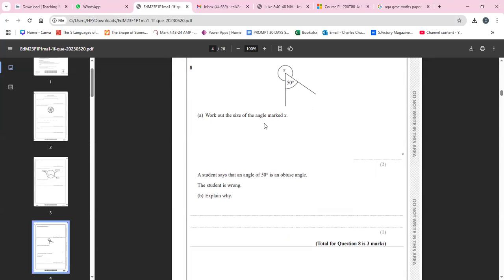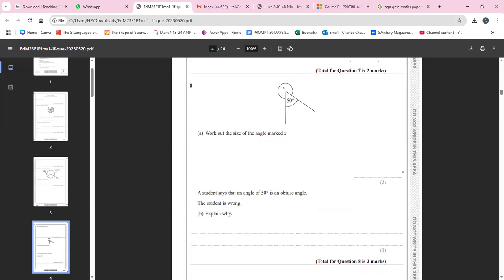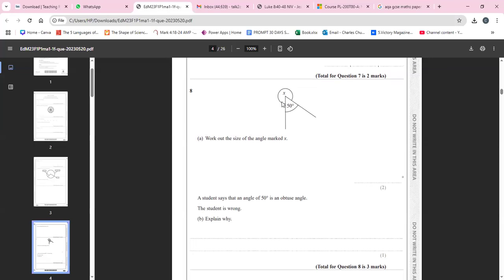What else? Work out the size of the angle marked X. Okay, so the mathematical reason for this is that angles at a point add up to 360. The point here is where these two lines meet. And we have 50 degrees here. So obviously, the rest of this angle is going to be 360 minus 50, which is 310. You got that? Yes. All right, so we're moving on.